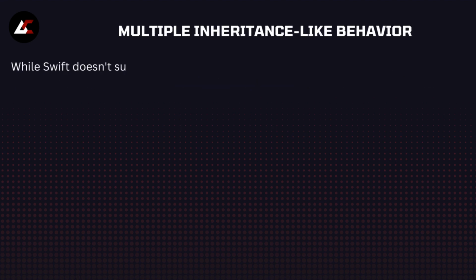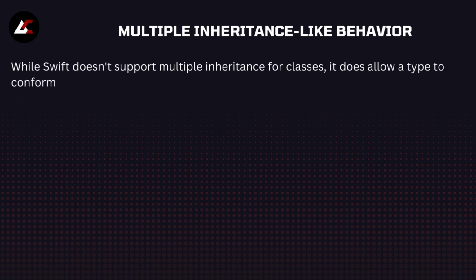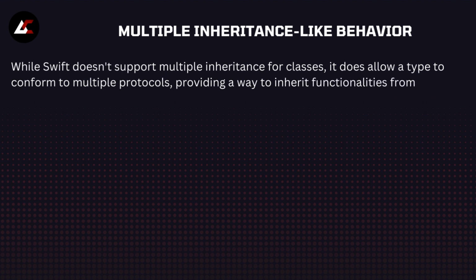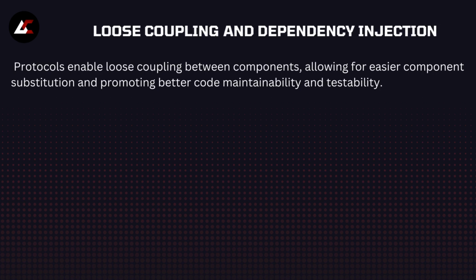Multiple inheritance-like behavior. While Swift doesn't support multiple inheritance for classes, it does allow a type to conform to multiple protocols, providing a way to inherit functionality from multiple sources. Loose coupling and dependency injection. Protocols enable loose coupling between components, allowing for easier component substitution and promoting better code maintainability and testability.